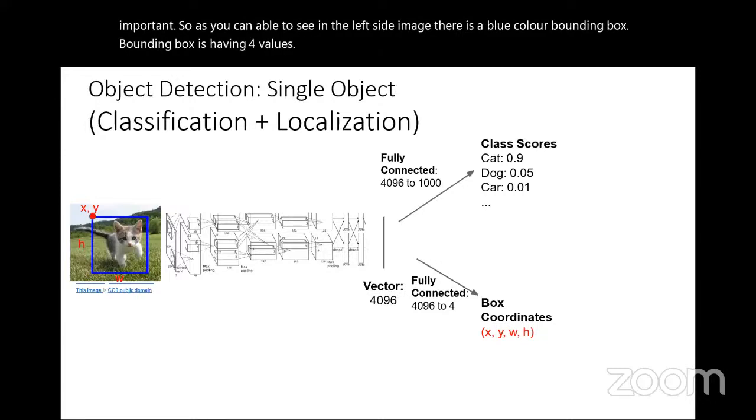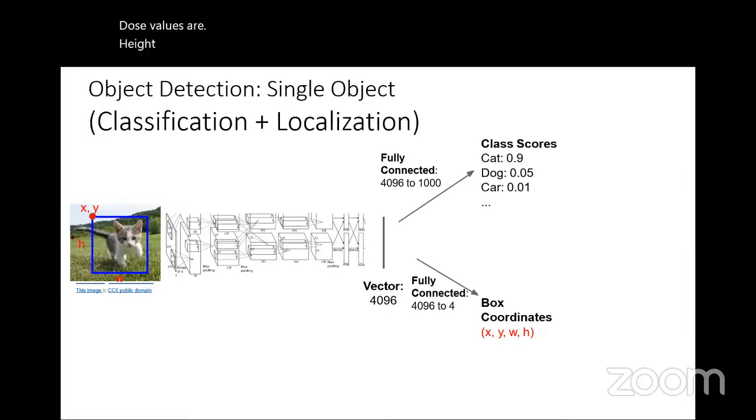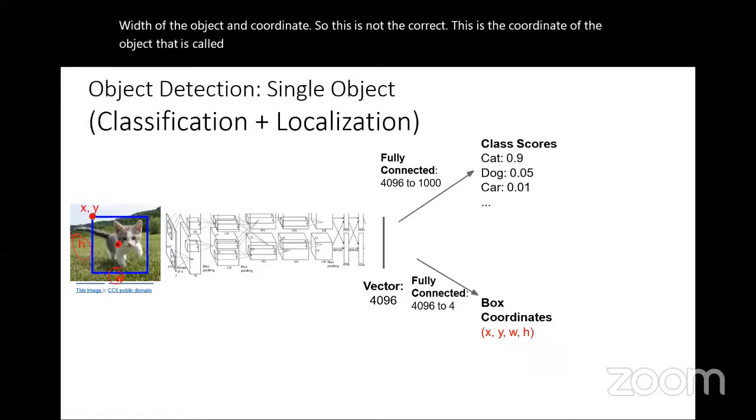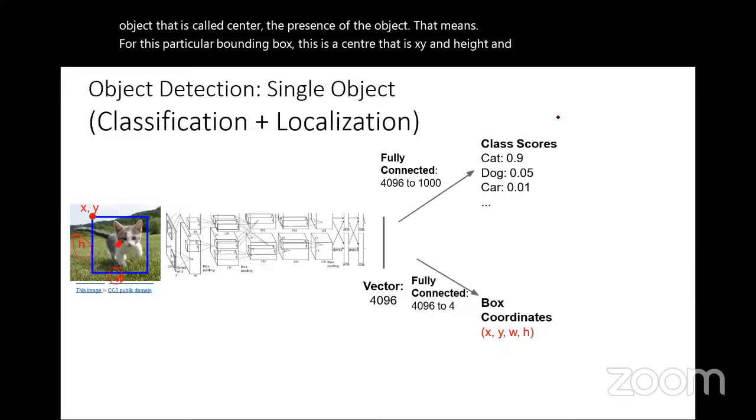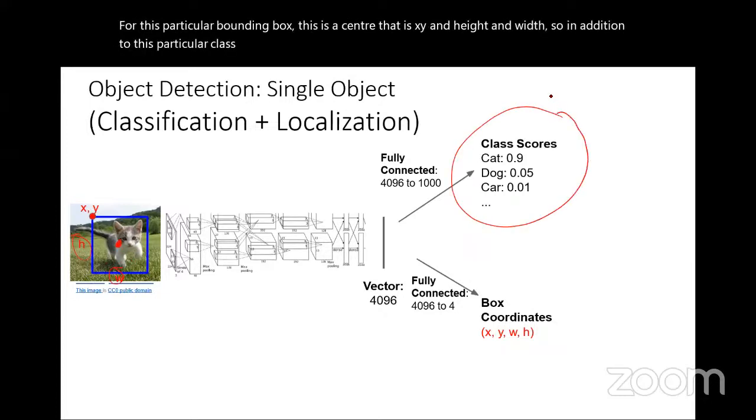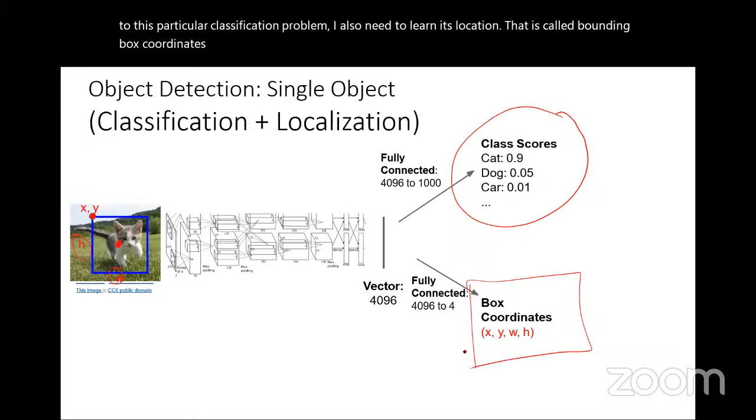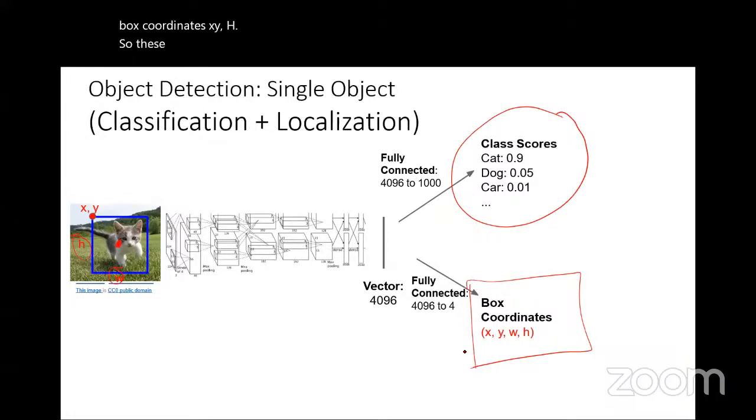Those values are the height of the object, the width of the object, and the coordinate. This is not the corner, this is the coordinate of the center, the presence of the object. So for this particular bounding box, this is the center, x comma y, and height and width. In addition to the classification problem, I also need to learn its location, that is the bounding box coordinates x, y, w, h. So these 4096 latent features we pass on to predict these 4 coordinates.